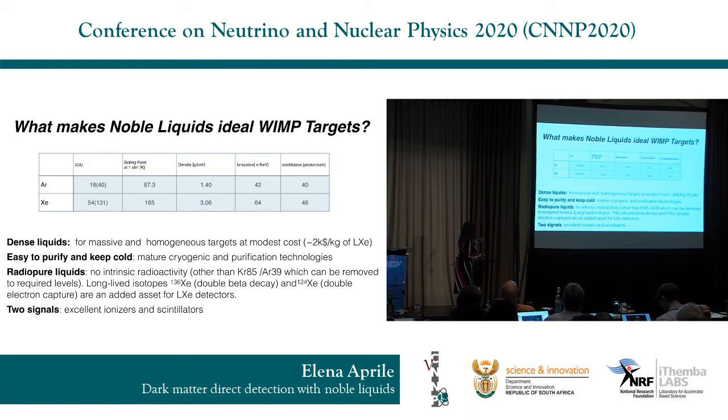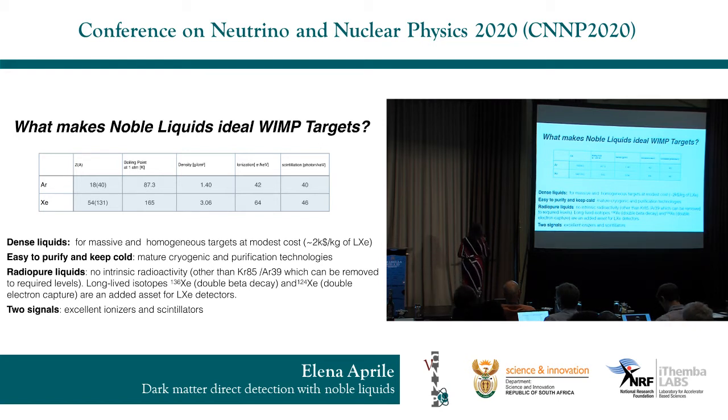You have a large nucleus in the case of xenon, which is also very attractive for spin-independent coupling of WIMPs, but you also have a large number of isotopes in natural xenon which have spin, which allows us to search also for spin-dependent coupling. And then you have the yield, how many photons per keV, how many electrons per keV, and as I said, xenon is the best ionizer among the noble liquids, with about 64 electrons per keV.